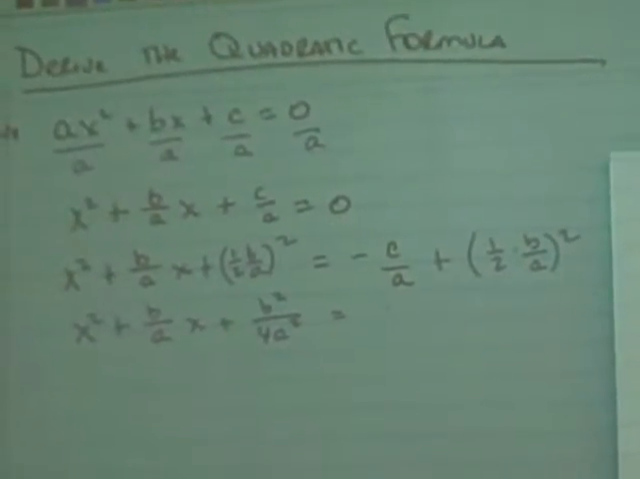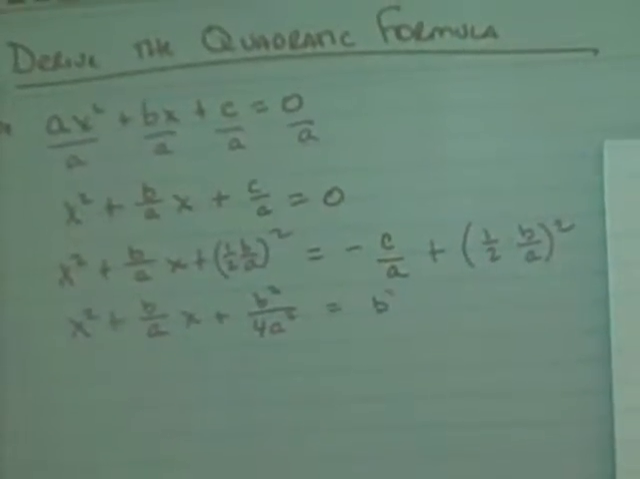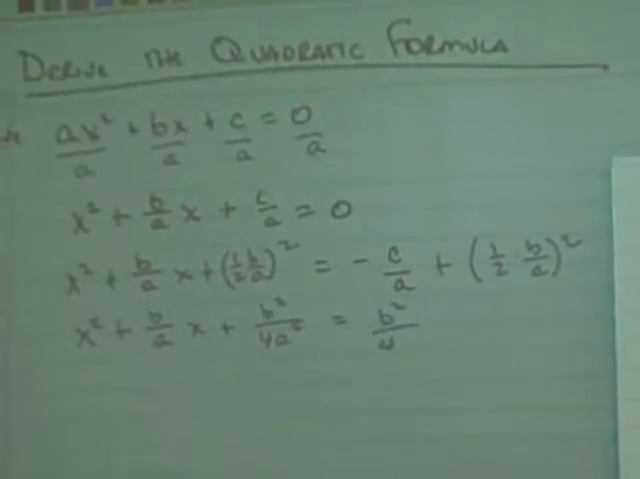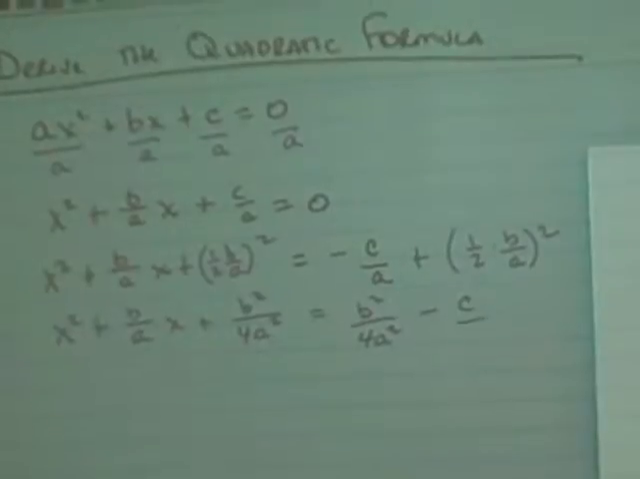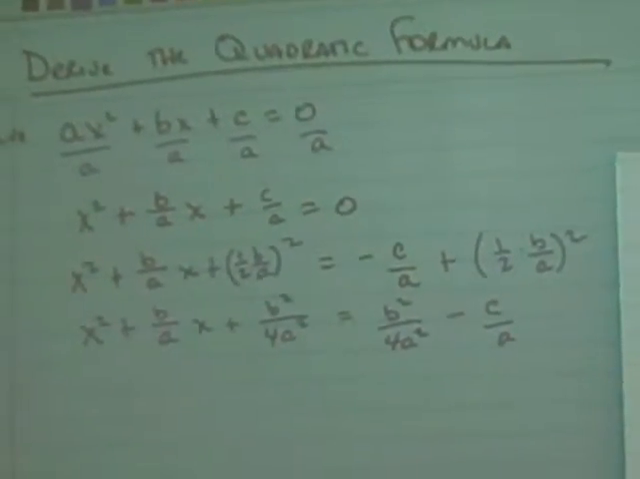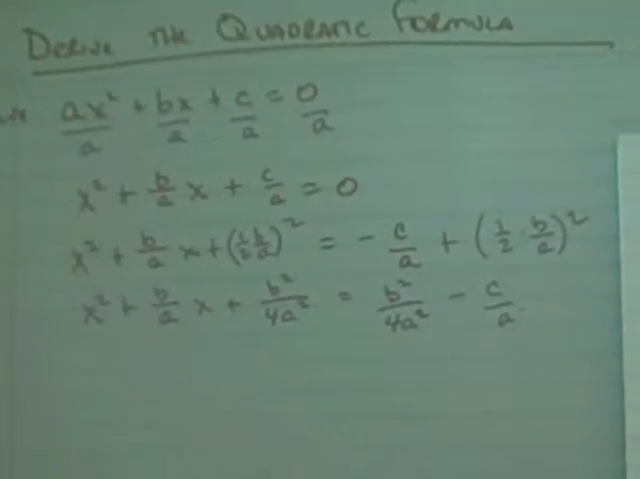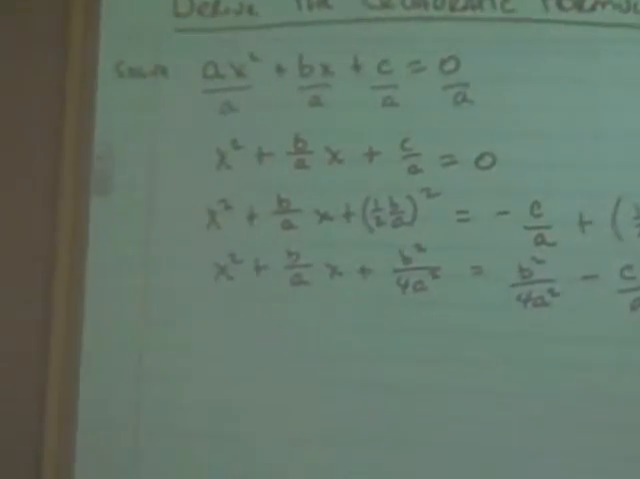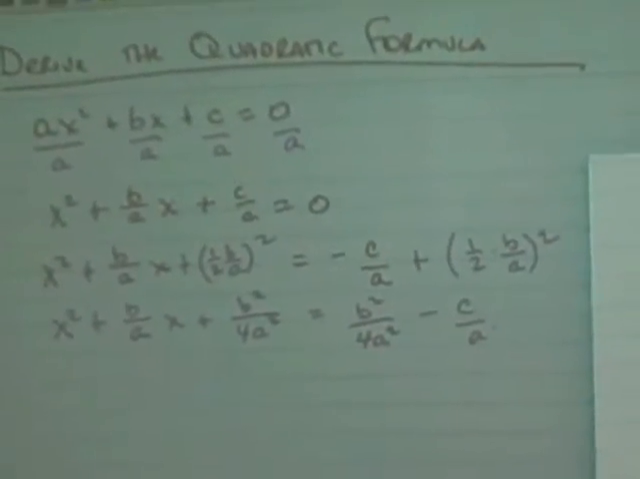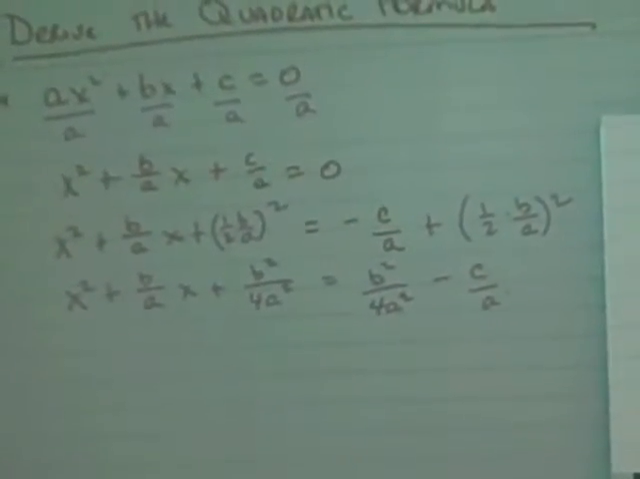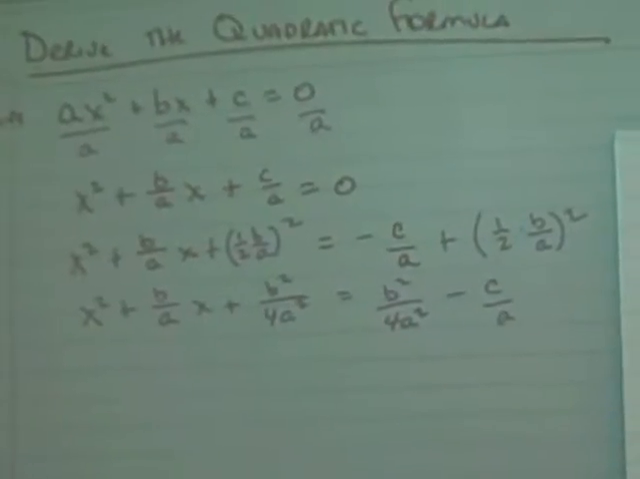Now, I'm going to go ahead and put this in front, because negative c over a plus b squared over 4a squared is the same thing as b squared over 4a squared minus c over a. You agree with me? Yes, it is. Okay, you should agree. If you disagree, let me know and we'll talk. Okay?